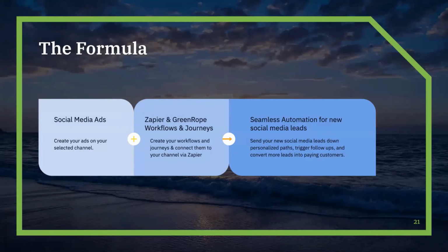So the formula. Your social media ads: create your ads on your selected channels. Zapier and GreenRope workflows and journeys: create your workflows and journeys and connect them to your channel via Zapier. And then what you get is seamless automation for new social media leads. Send your new social media leads down personalized paths, trigger follow-ups, and convert more leads into paying customers.